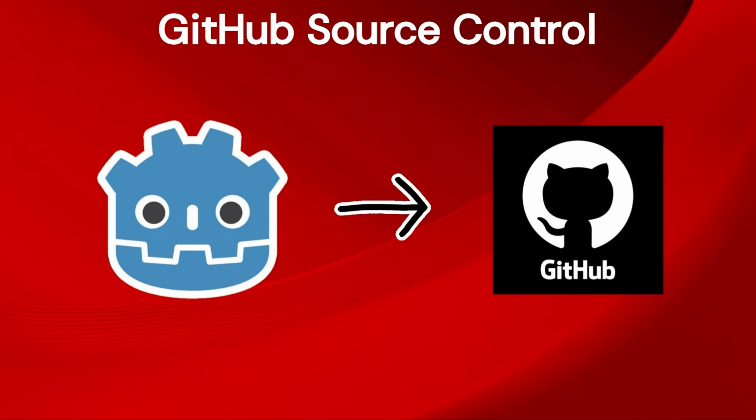In the final section of our course, we will learn how to use GitHub with Godot for source control. Source control helps us as developers to save our game's progress in case we ever want to roll back changes, collaborate with others, or even share our game easily across the web.